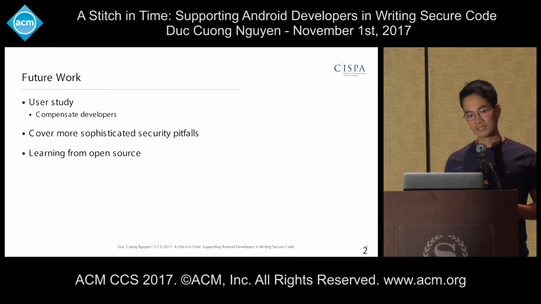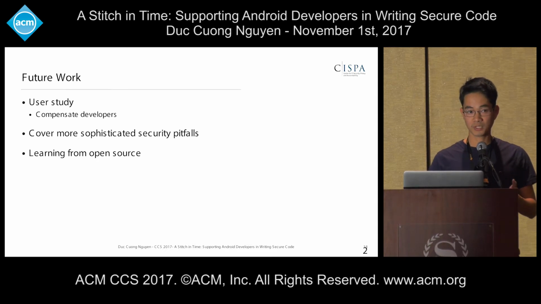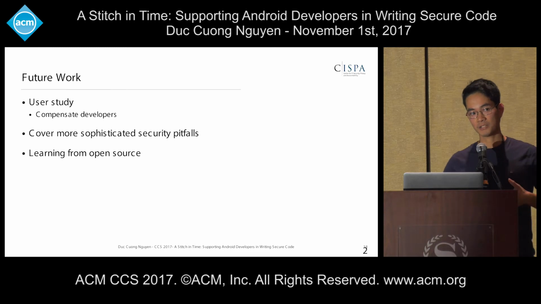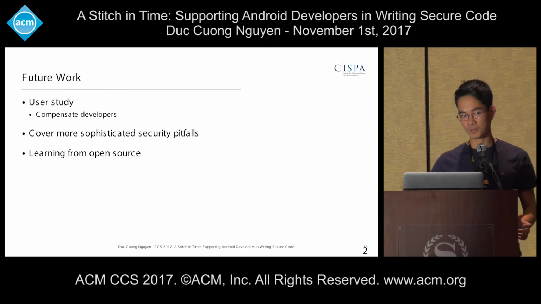And lastly, we want to learn from the open source. So if we have new security pitfalls, we need to update fixed source code. But we can use machine learning to learn from the open source community. So if their security changes from insecure to more secure, we can learn that and integrate it into Fixroid without having to update the source code.